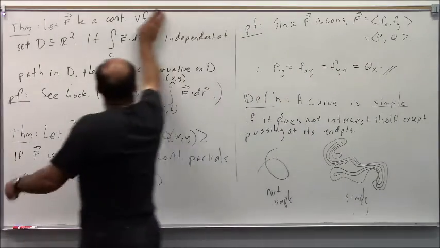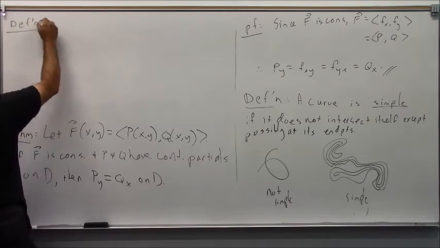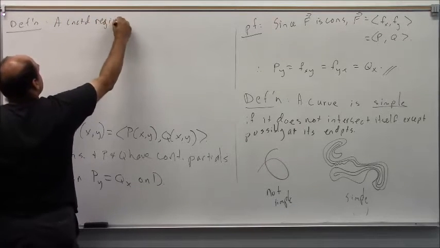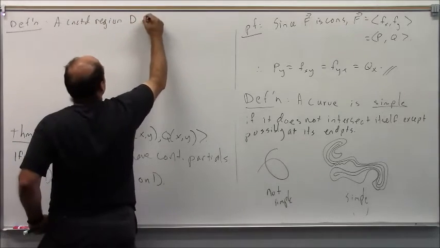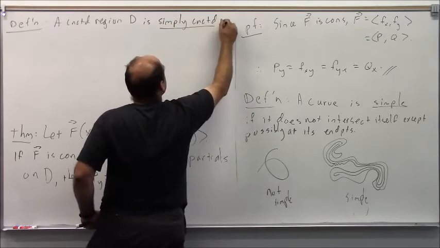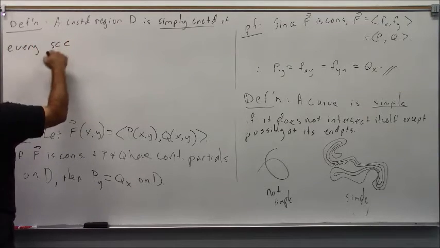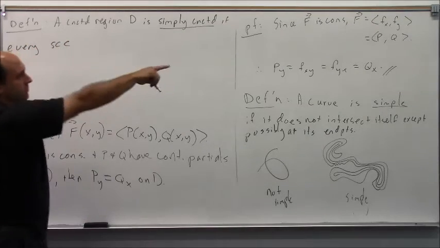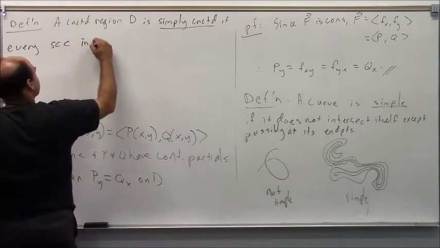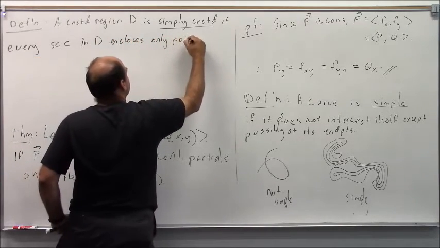The next topological idea is that of a region being simply connected. So, definition. A connected region, D, say, is called simply connected if every simple closed curve, SCC, simple closed curve, okay, so we just defined simple, we already know what closed is. Every simple closed curve in D encloses only points of D.